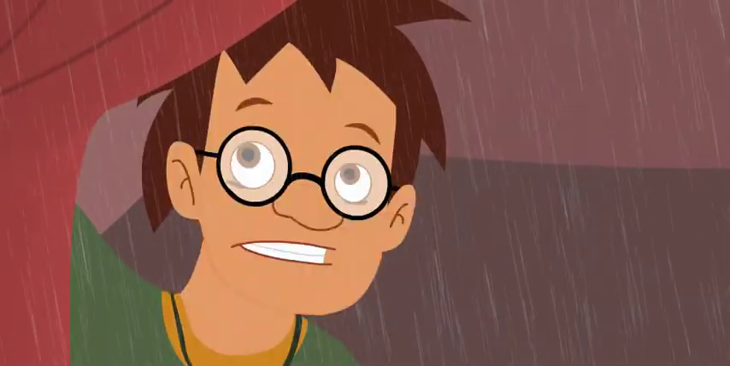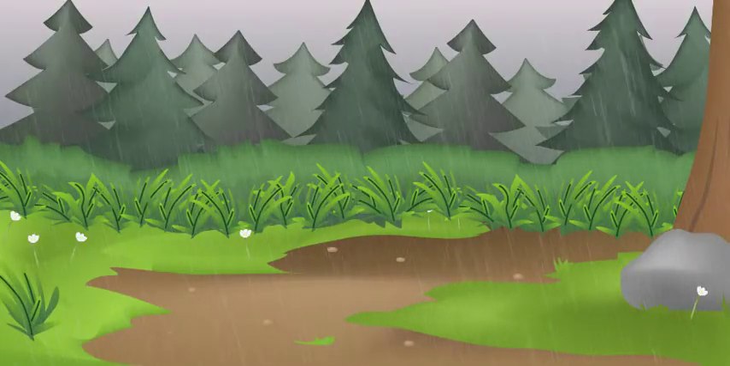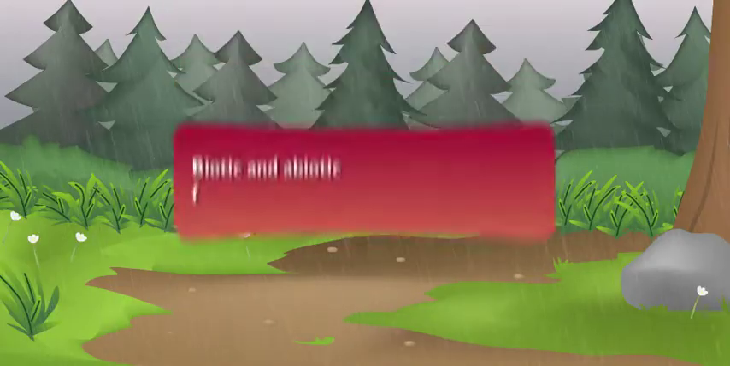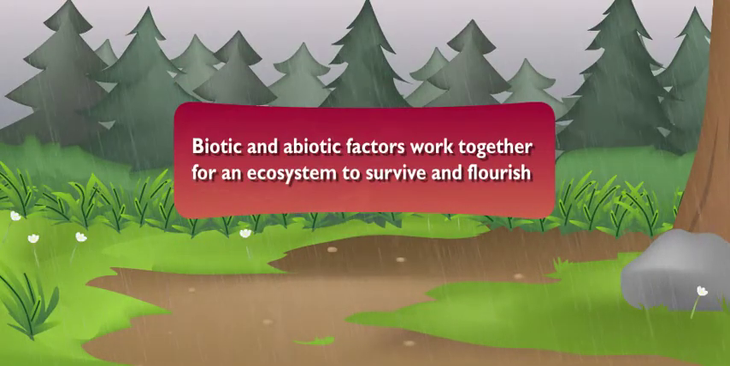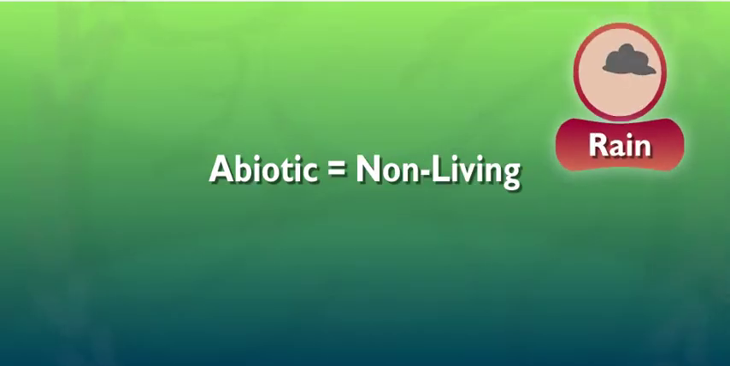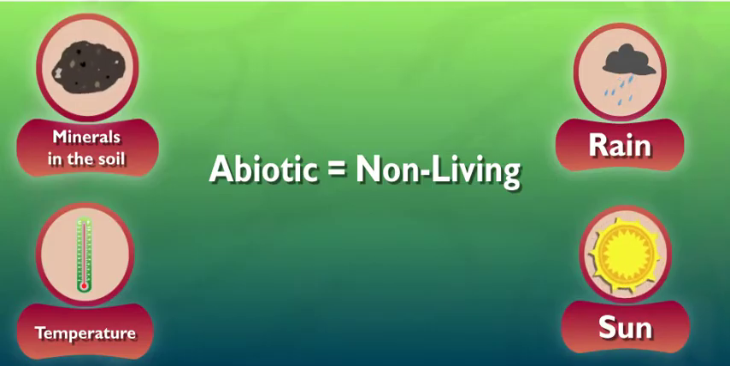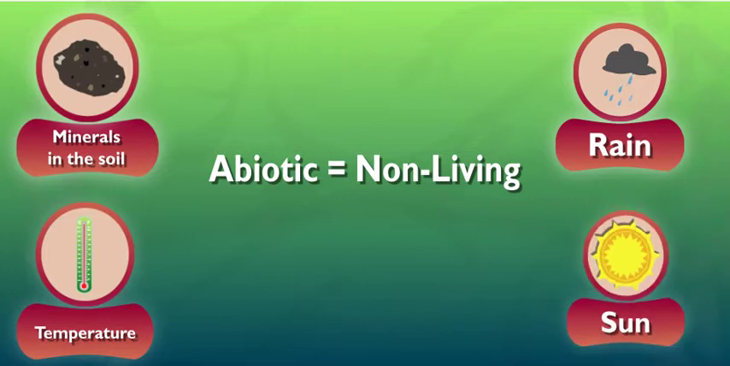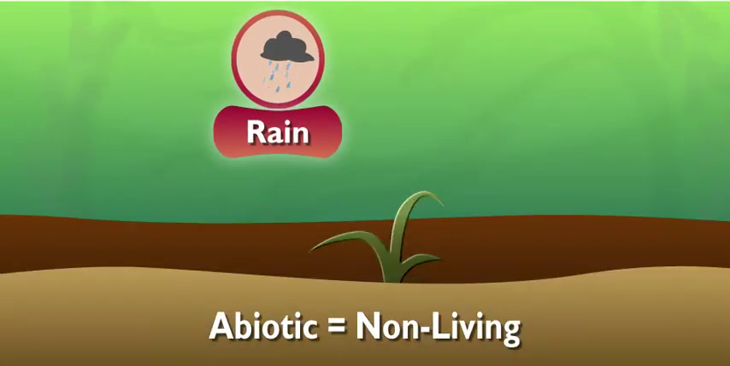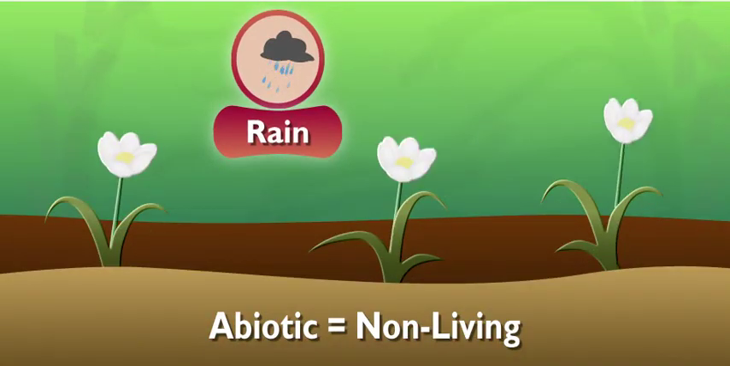All right. Well, an ecosystem like this forest is quite the masterpiece. Things called biotic and abiotic factors work together to make sure an ecosystem survives and flourishes. What does that have to do with rain? Rain is an abiotic factor. Abiotic means non-living. Rain, sunlight, temperature, minerals in the soil, they're all abiotic factors that help the ecosystem thrive. Without abiotic factors like rain, the plants in this ecosystem wouldn't be able to stay healthy or grow.